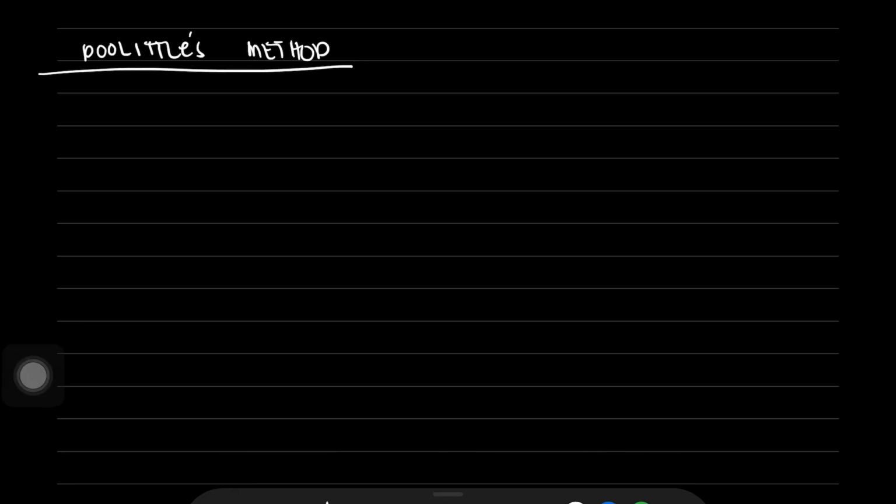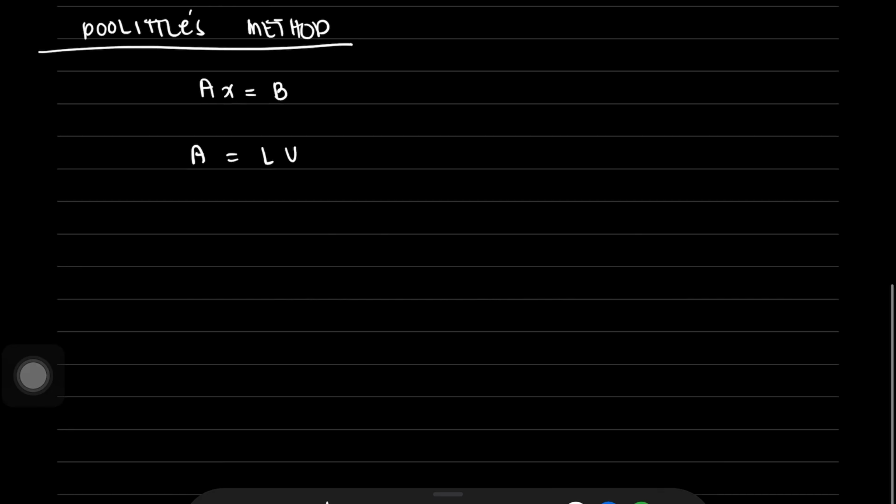Let us now discuss the Doolittle's method of LU decomposition. Again, if we have an equation which is matrix A multiplied by x equal to b, we can decompose the coefficient matrix into its L and U, or lower triangular matrix and upper triangular matrix respectively.